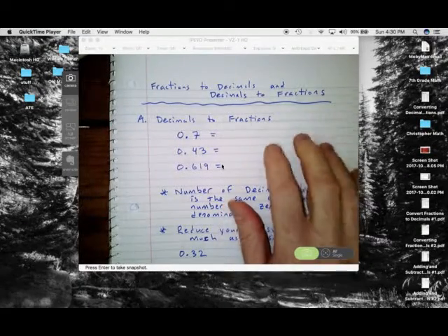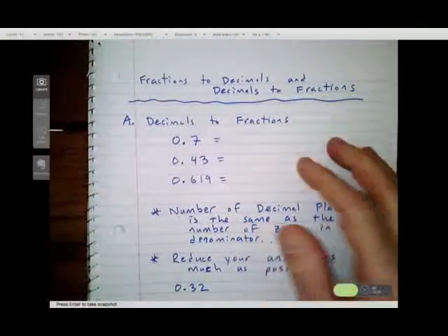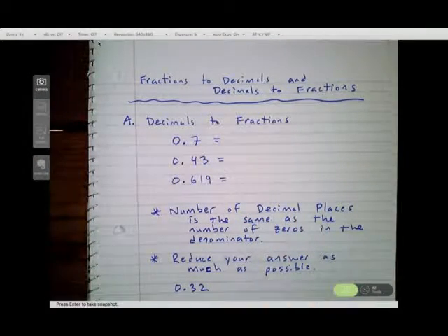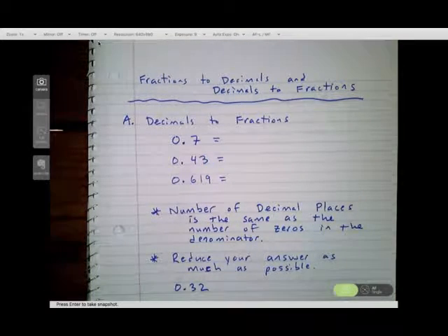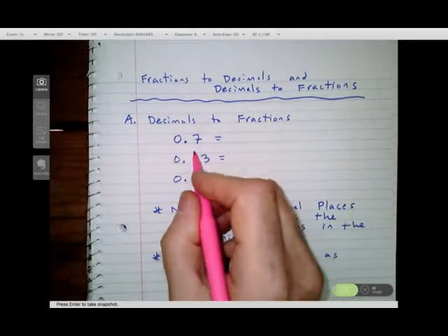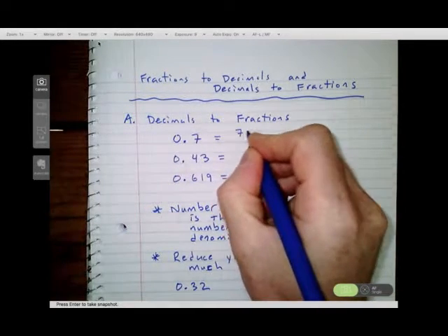Alright, so in this video we're going to be converting fractions to decimals and decimals to fractions. We'll start off with going from decimals to fractions. So here's one, 0.7. Now if you'll remember, this first decimal place is the tenths place. So 0.7, well that's just the same thing as 7/10.